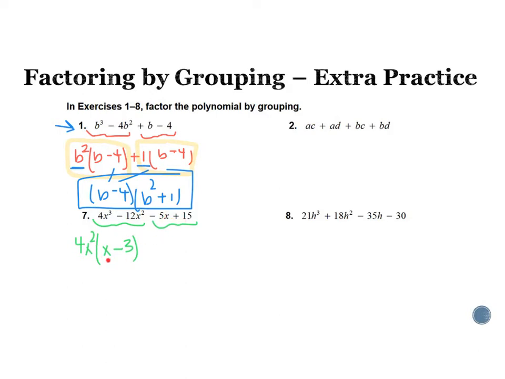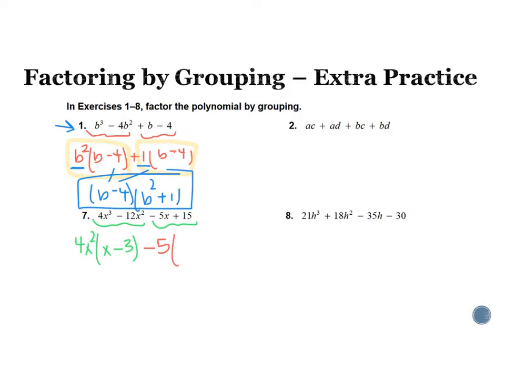We want to end up with the same binomial. That's the only way this works, if those binomials are the same. Well, this is a minus in the middle, and this currently is a plus in the middle. So what we actually want to do is factor out a negative 5.